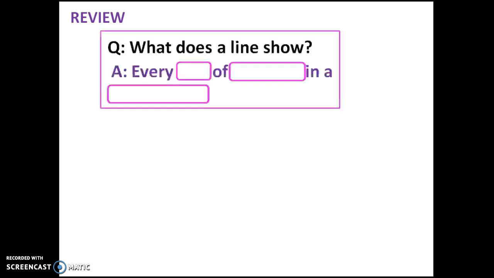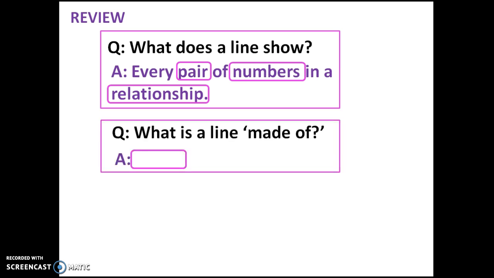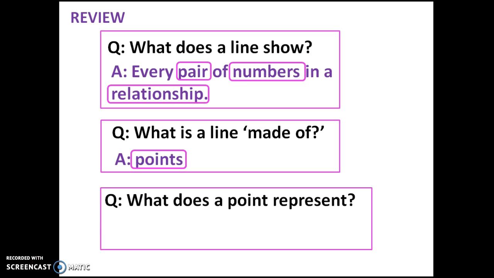So let's review. What does a line show? A line shows every pair of numbers in a relationship. What is a line made of? Points. And what does a point represent? A pair of numbers.